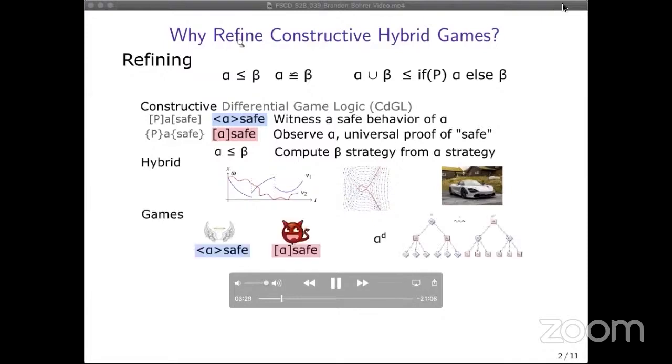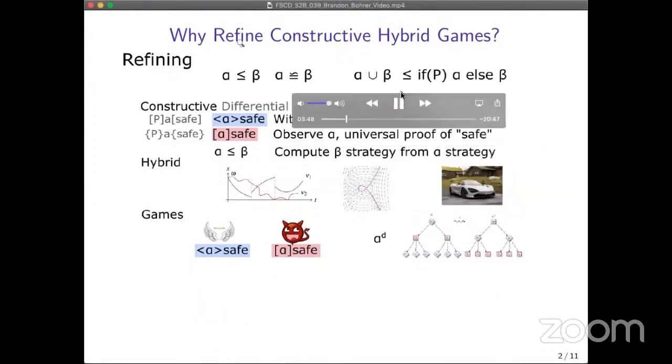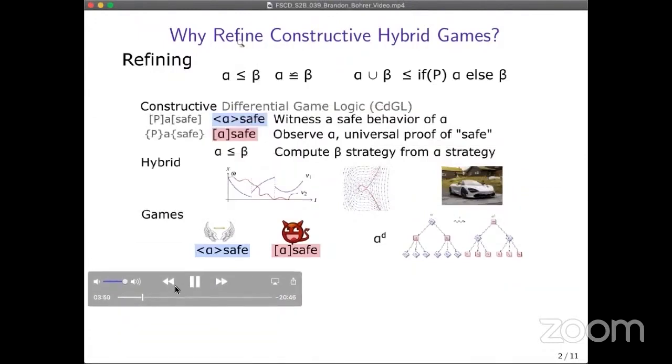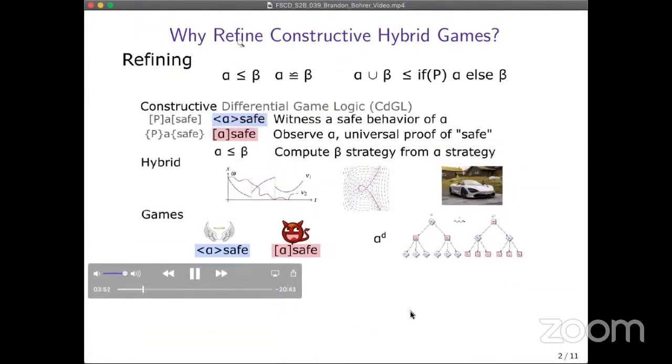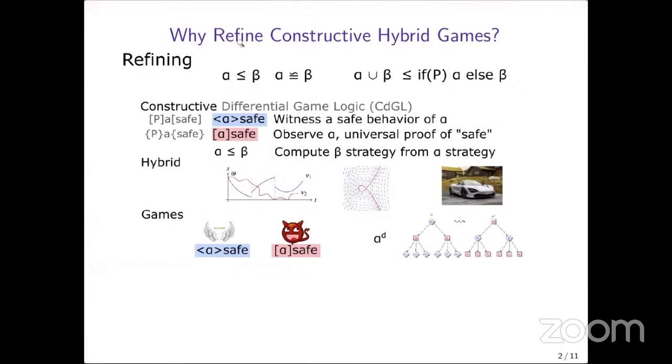We also work in a setting of games. In game logics, there is a nice correspondence between the angel player, representing the player that we control, and the diamond modality, which is existential. There is also a nice correspondence between the demon player, who represents our opponent, and this box modality. When we reason about the opponent, we must give a universal argument. Games make a simple change to our modeling language. We add a D that represents switching players while playing alpha. And there's always this two-player back-and-forth dynamic.